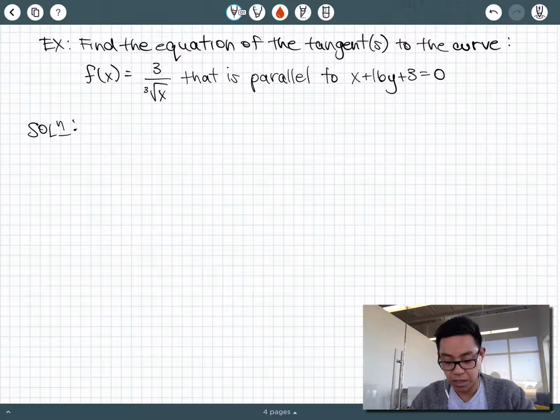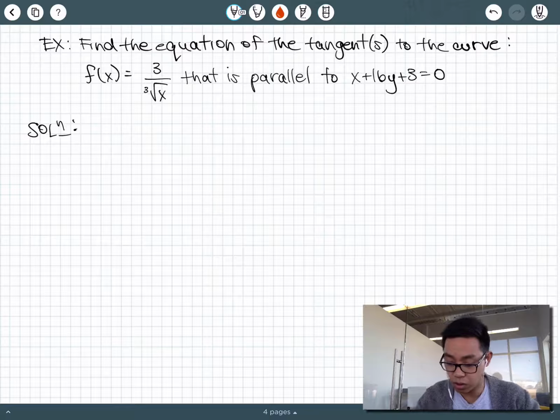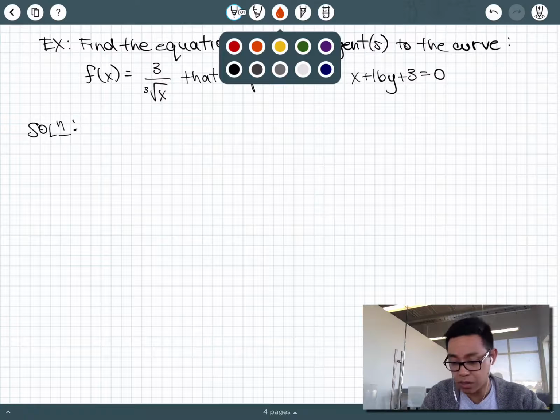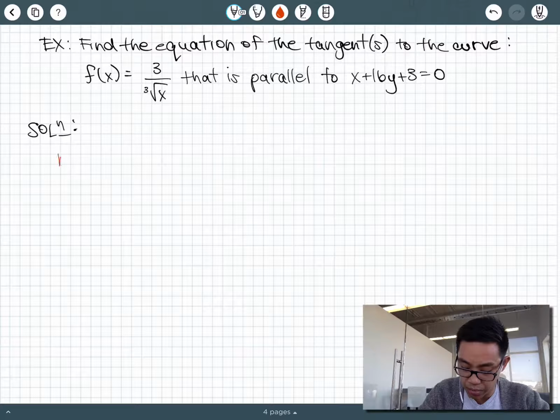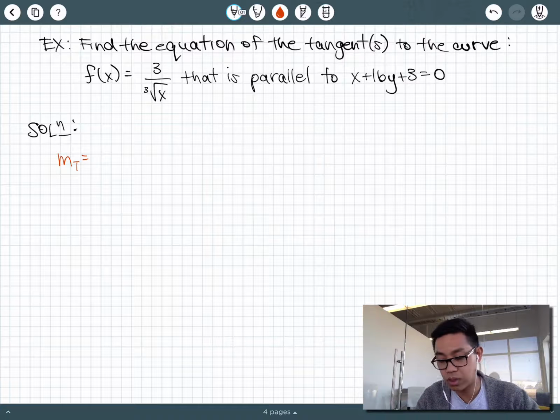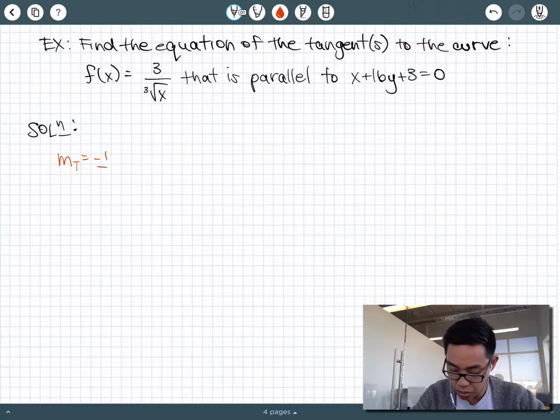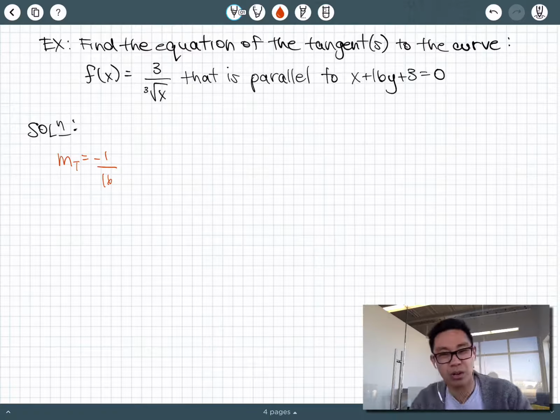In this case, we actually don't need to take the derivative in order to find the slope of our line, because it says that the line is going to be parallel to x plus 16y plus 3 is equal to 0. So the slope of our tangent, we don't need to take the derivative. We just know that m_t will be equal to negative 1 over 16. So why do I know it's negative 1 over 16? There's a couple of ways.